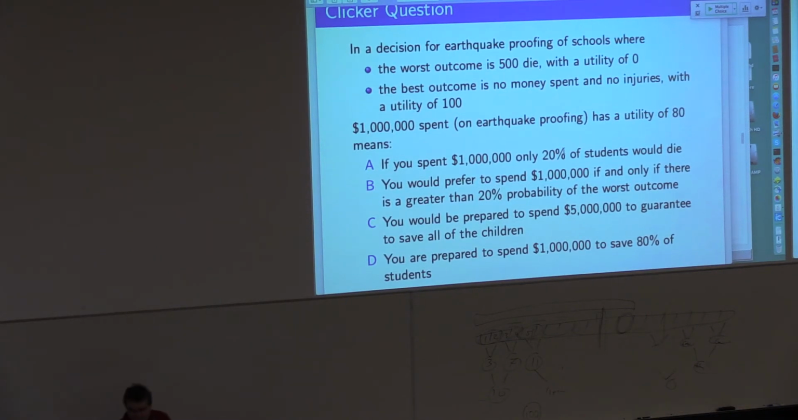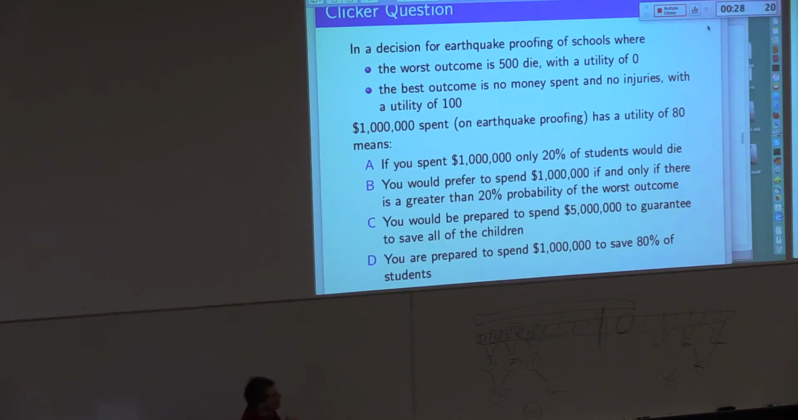The background for this is, here's a difficult decision that people make. There are a whole lot of schools that are likely to fall down in an earthquake, and people have to make decisions based on uncertainty because they don't know how they're doing. So people build probabilistic models for earthquakes. People build probabilistic models for buildings falling down. And people then use these models to make decisions about how much money to spend on earthquakes.